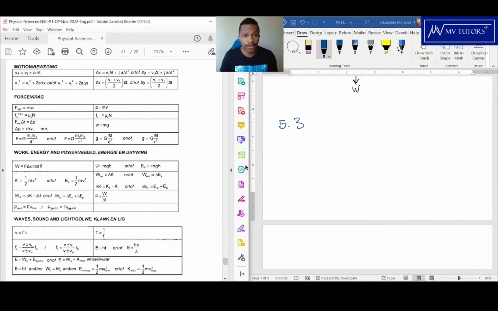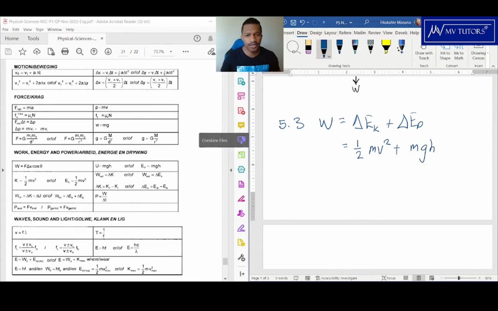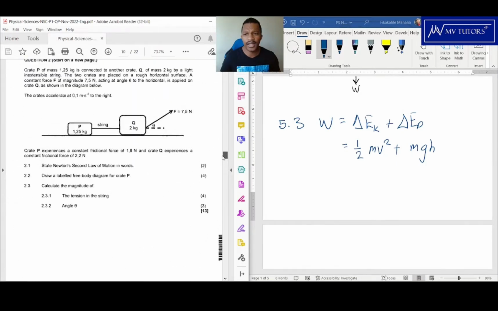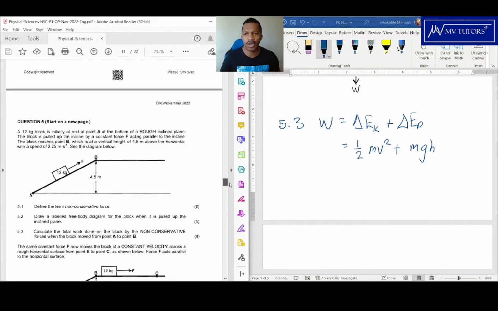Okay, so the work formula we're going to use is work equals the change in kinetic energy plus the change in potential energy. Right here. And then furthermore, we know the kinetic energy formula is given by half mv squared, plus potential energy, which is simply mgh. Okay, so those are the formulas that we need. Let's go back now to the question.